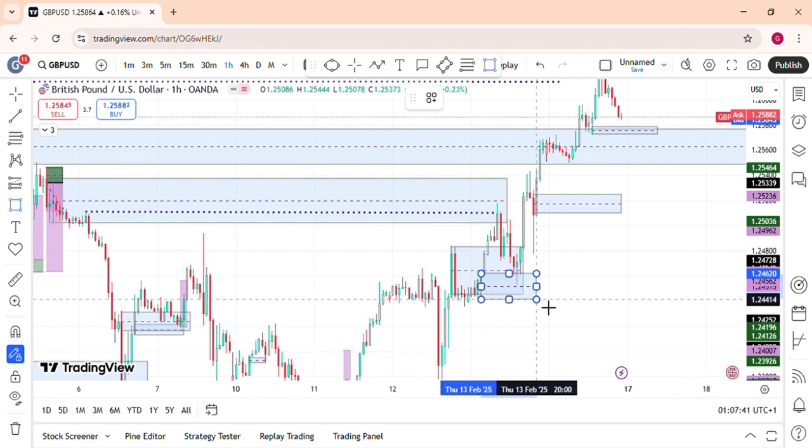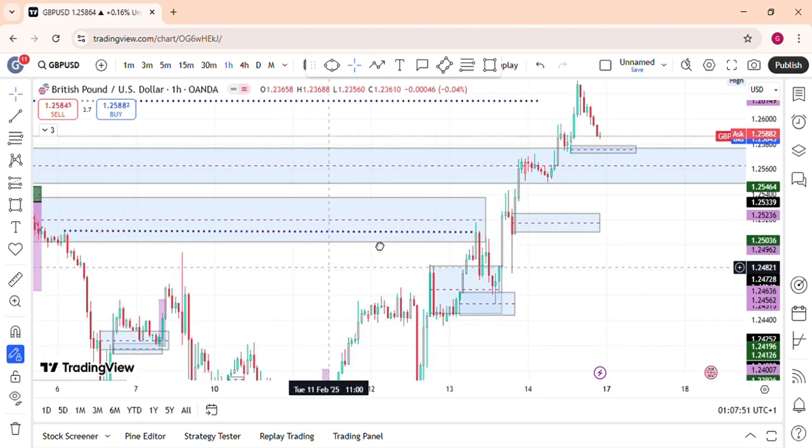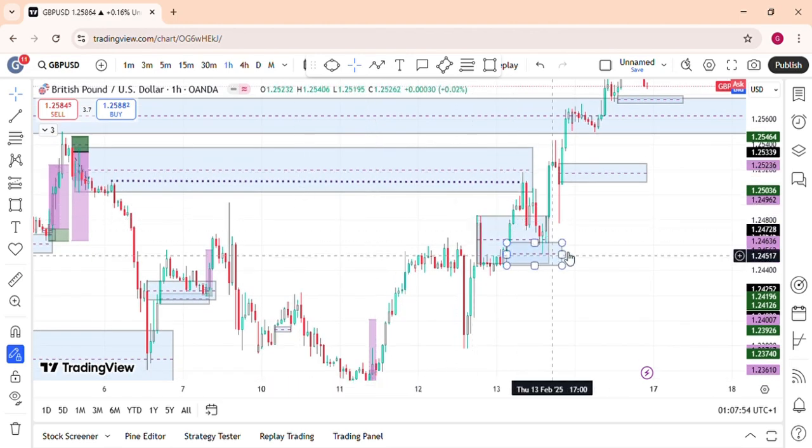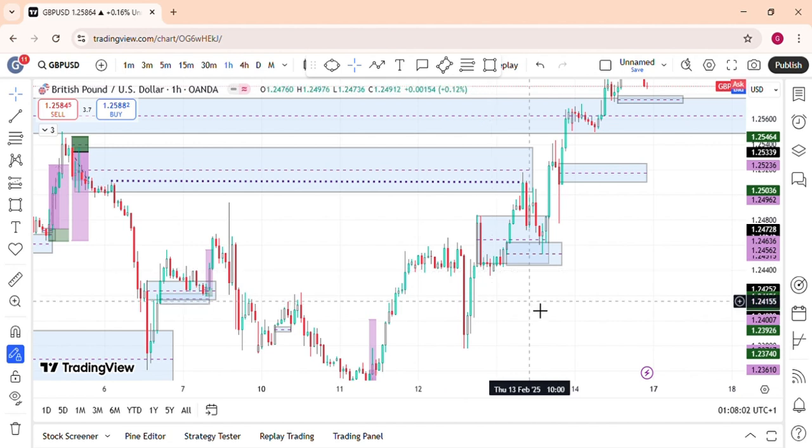So let's go back to our lower time frame. So our lower time frame, we'll get to see what is happening inside these PDREs. So let's go back to our 5-minute time frame, and bear in mind we're on the 13th of February, that is on Thursday.